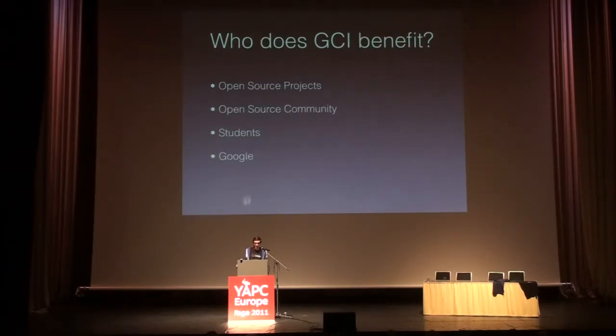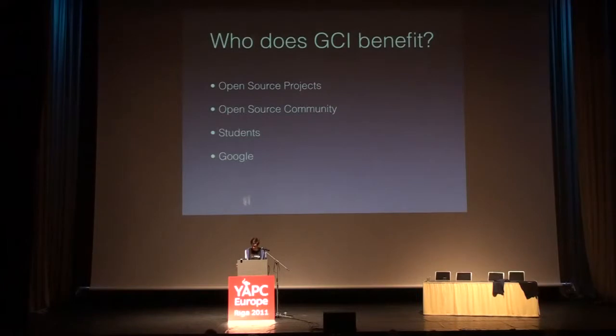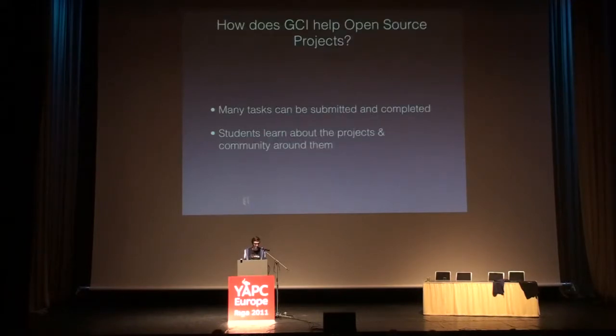So I want to talk about the 4 people that GCI benefits, because obviously it needs to benefit someone. First of all, open source projects, then the open source community, the students who take part, and Google. So first of all, how does GCI help the open source project? A lot of projects can submit tasks. Last winter GCI took place for the first time, and there were about 10 to 15 projects. A lot of projects got completed, some harder ones didn't, but all the easy ones pretty much got completed. And students really learned about the project. I know what I did, I'll talk about later what I did. But students really learned about the project and the people in the community around them.